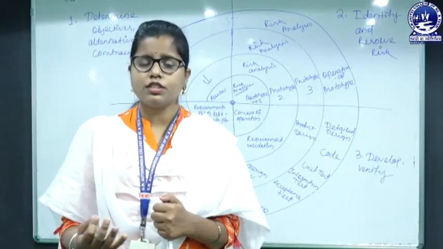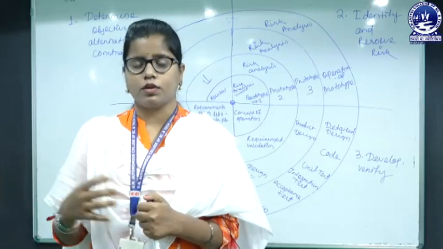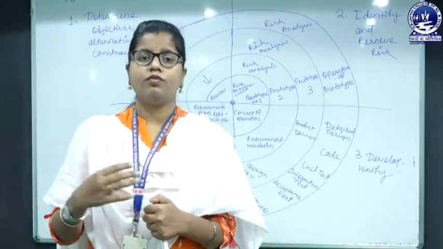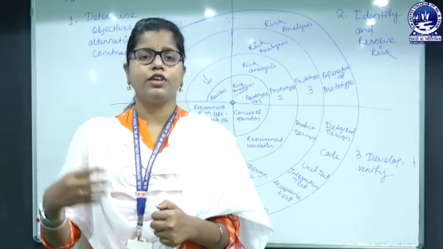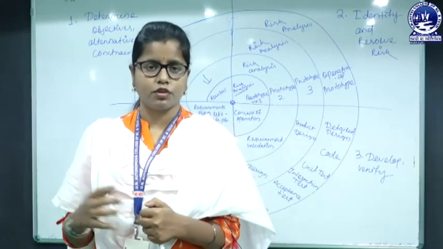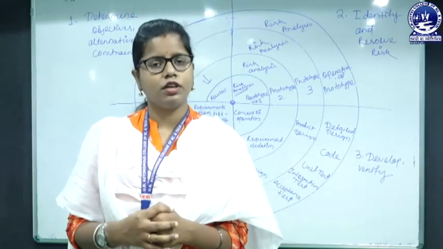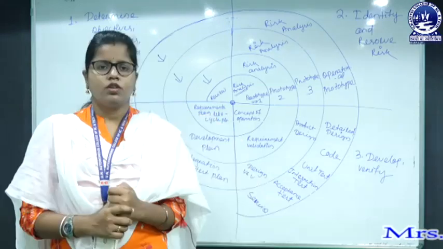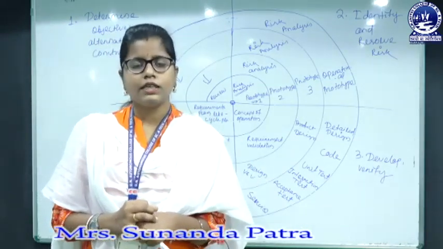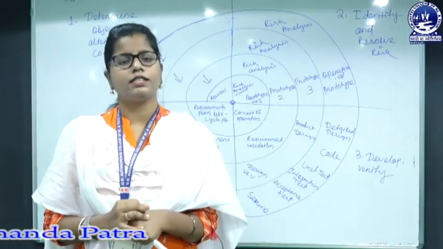We can use the spiral model in a bigger project where there are possibilities of more risk. So we can analyze those risks and we can resolve those risks by developing different kinds of prototypes. So that is what the spiral model is. So now we have completed the software process. In the next class, we will go for the agile method.